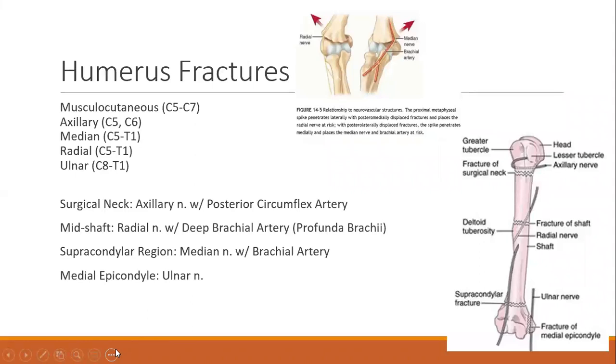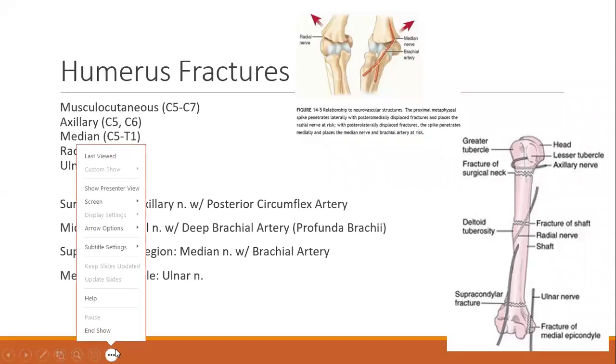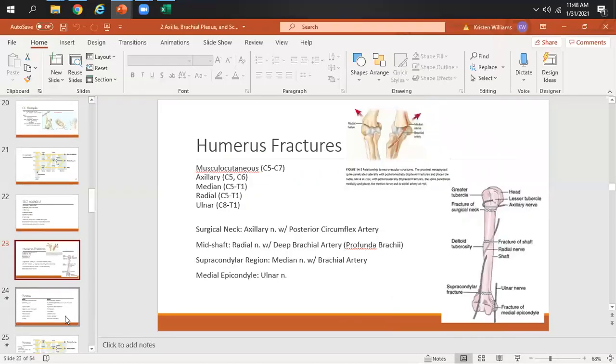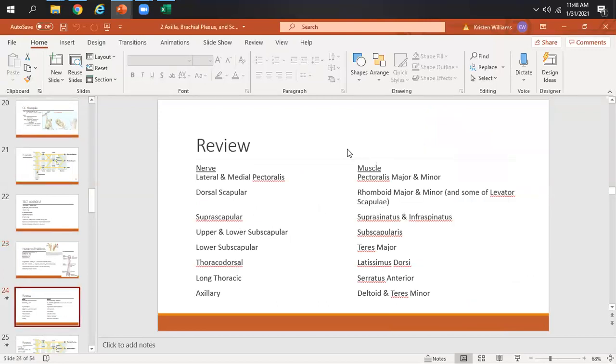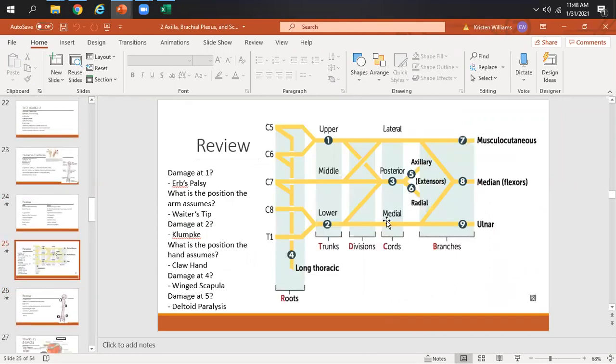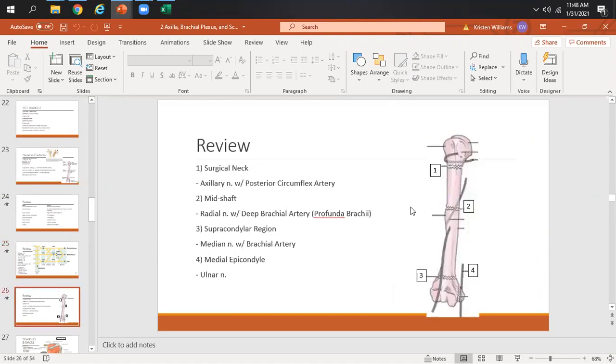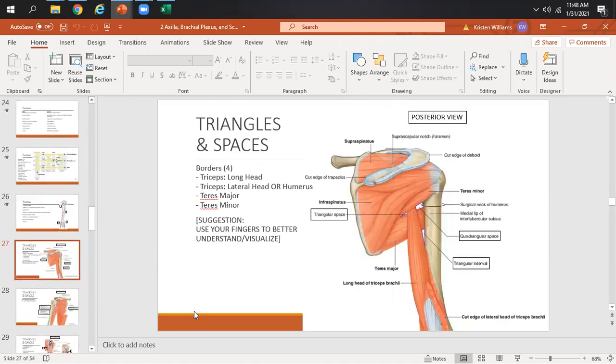Okay. And like I said, I can send along this PowerPoint. You guys can do the review later, but there's a whole bunch of stuff here on the muscles, which I don't think we've gone over yet, as well as testing yourselves on the different damage areas when it comes to breaks in the humerus.